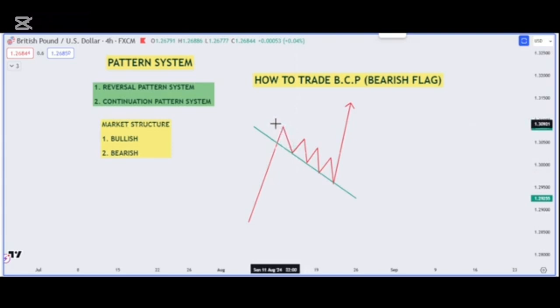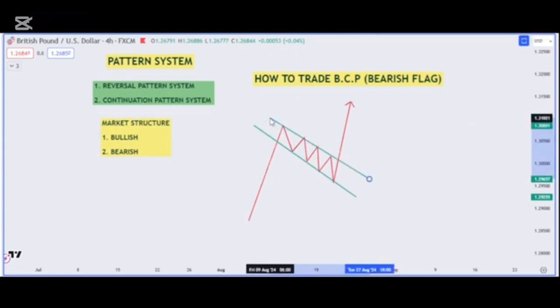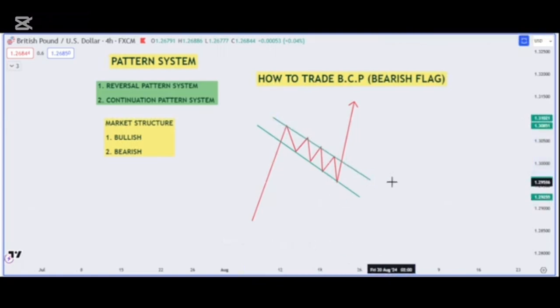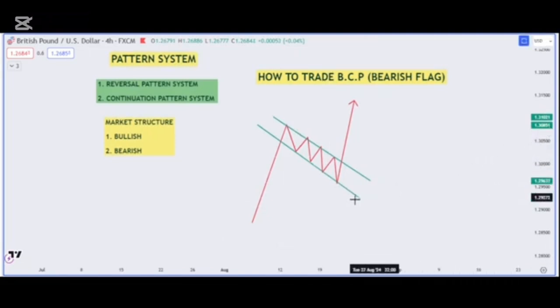So now you need to draw your trend line on the body. Then there are the resistance levels as well. You have to draw your trend line as well. Very, very important. So after that, you have to wait for price to break the resistance here. This resistance downward trend line, you have to wait for price to break it.